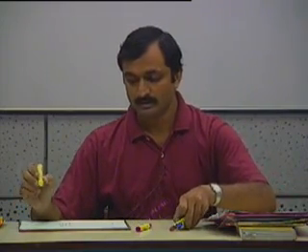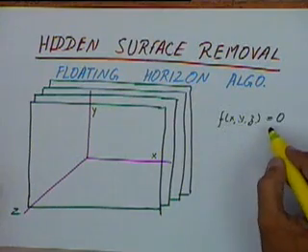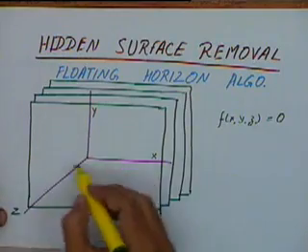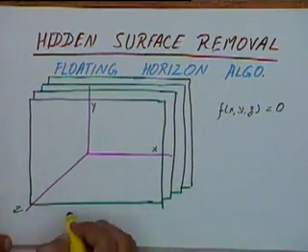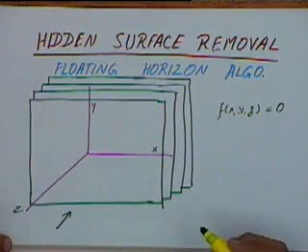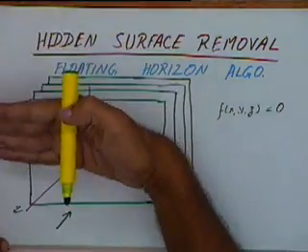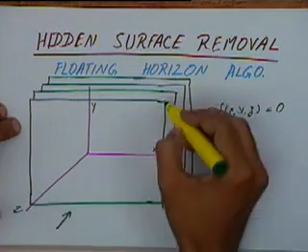Today we will talk about the floating horizon algorithm for hidden surface removal. You remember last time I had mentioned that if you have a curve or a surface of the type f(x, y, z) = 0, then we can use this floating horizon algorithm. If you look at this coordinate system and we are looking at the curve from the z direction, let us say, we will first take planes parallel to the xy plane, and the first plane that we will take will be the closest to the eye.